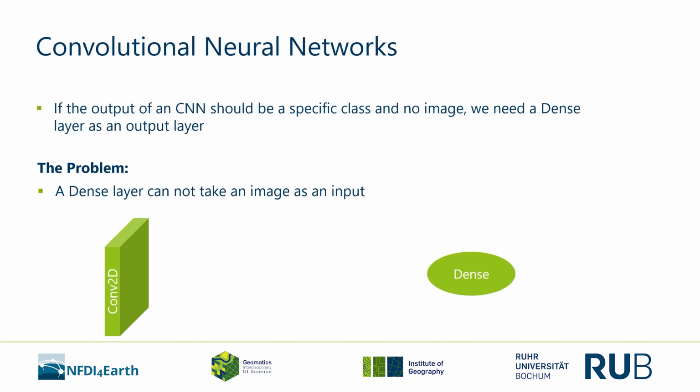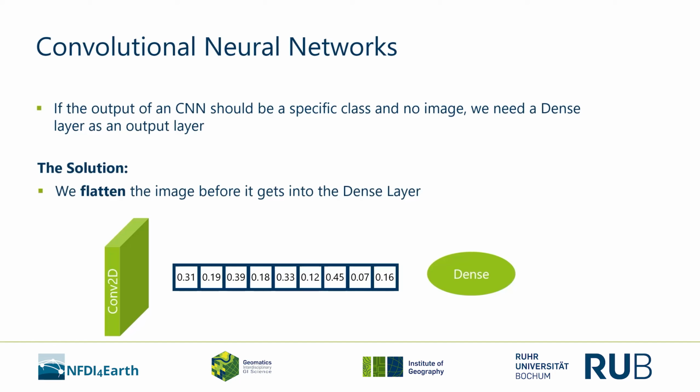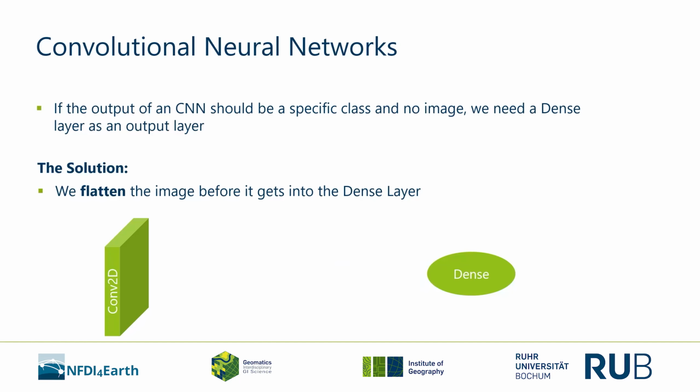If the final output of our CNN should be a single value and not an image, we will run into some difficulties. As we know by now, the output of a conv2d layer has the shape of an image, but we cannot put an image into a dense layer. But we need a dense layer as a final output layer to get a single prediction which states whether the image the model receives is a ship or not. So what we can do is to flatten the image after the last conv2d layer to turn it into the right shape for the dense layer. So the first layer I want to mention is the flatten layer.